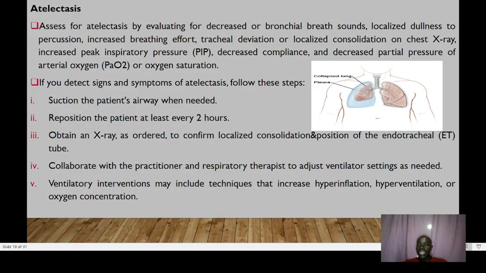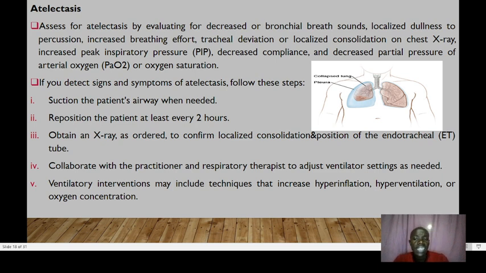So, for atelectasis, you have to assess by evaluating for decreased or bronchial breath sounds, localized dullness to percussion, increased breathing effort, tracheal deviation or localized consolidation on chest X-ray, increased peak inspiratory pressure, decreased compliance, and decreased partial pressure of oxygen or oxygen saturation.